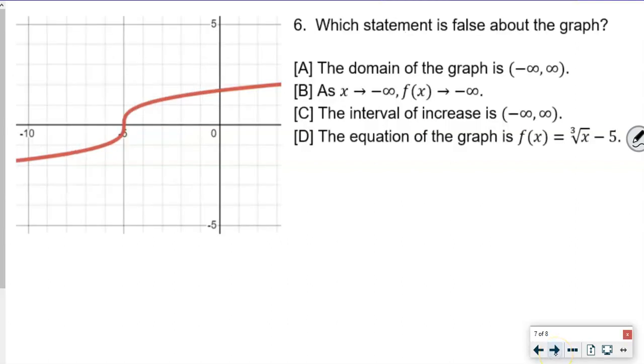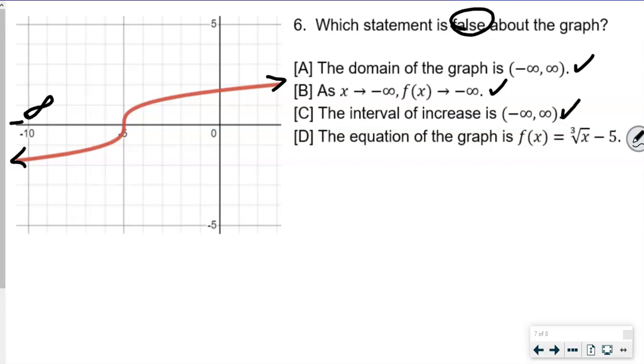All right, so now which statement is false about the graph? The domain of the graph is from negative infinity to positive infinity. Yeah, because the graph goes left and right with arrows, right? So that's true. As x approaches negative infinity, is the graph headed towards negative infinity? Is it going down? That's true as well. The interval of increase is from negative infinity to infinity. Well, first of all, does the graph increase? Yes, because it's going up the whole way, right? So this is another true statement.